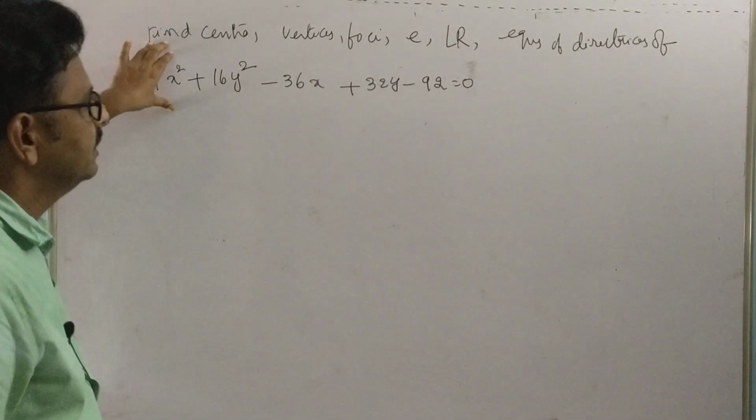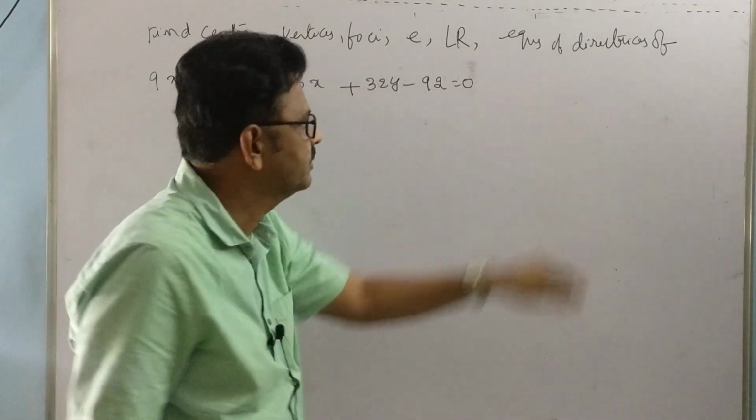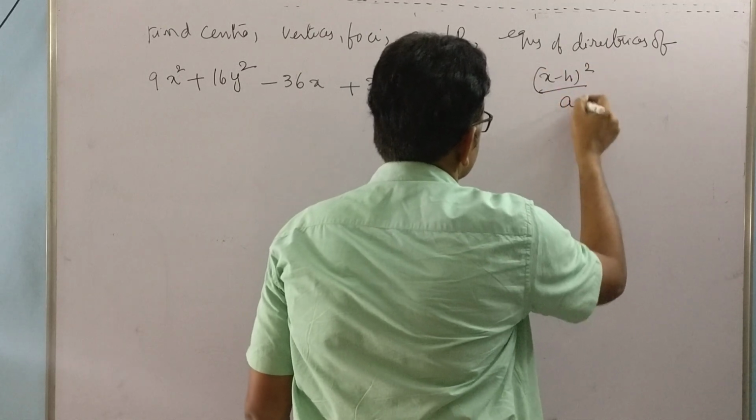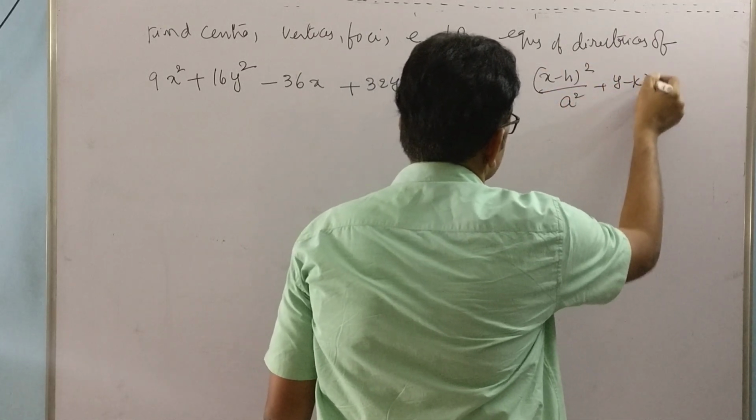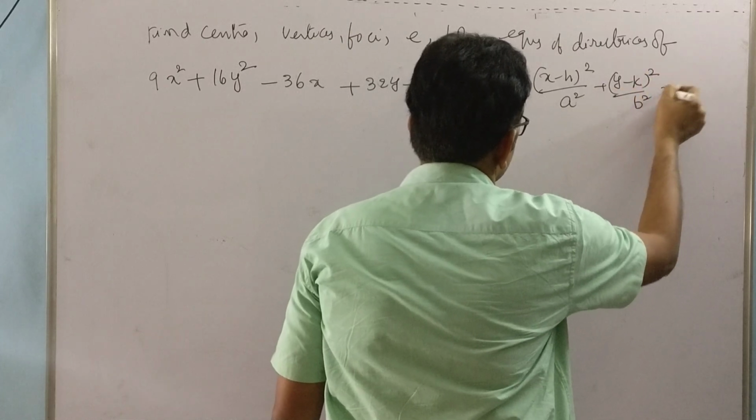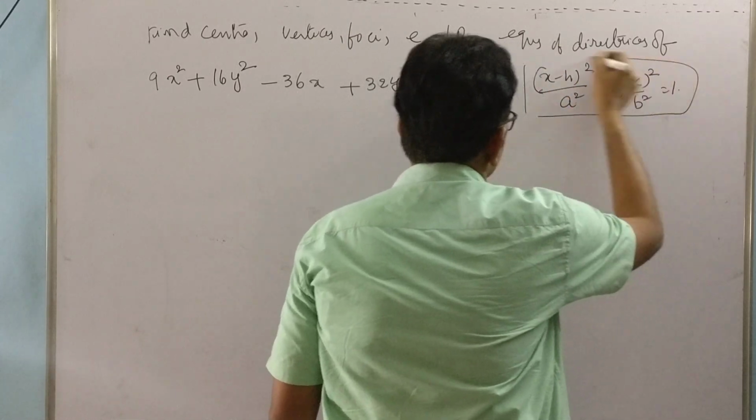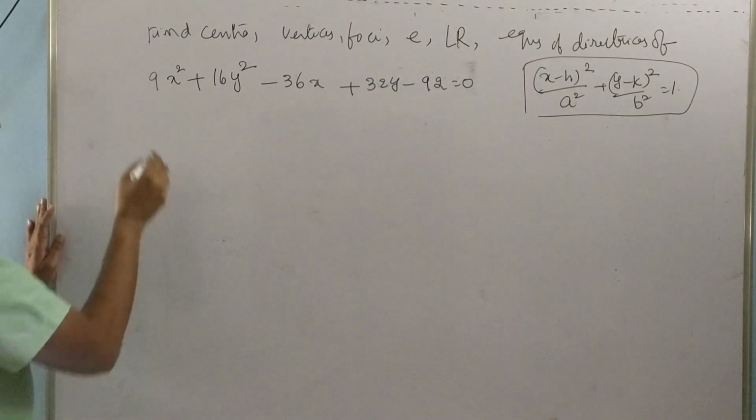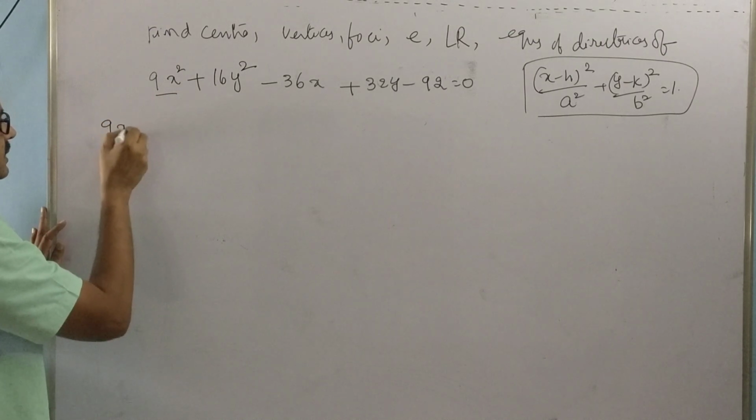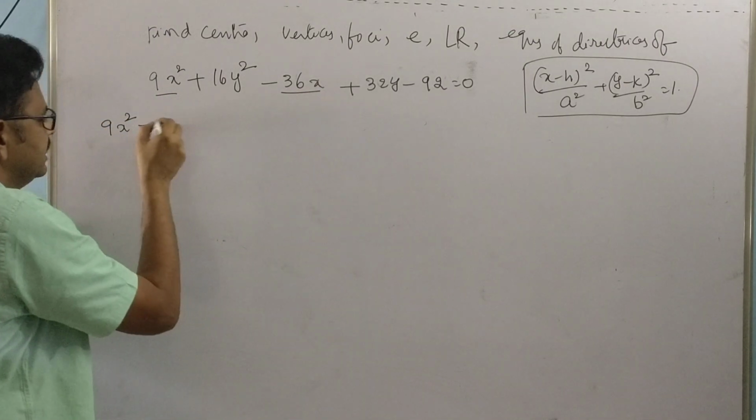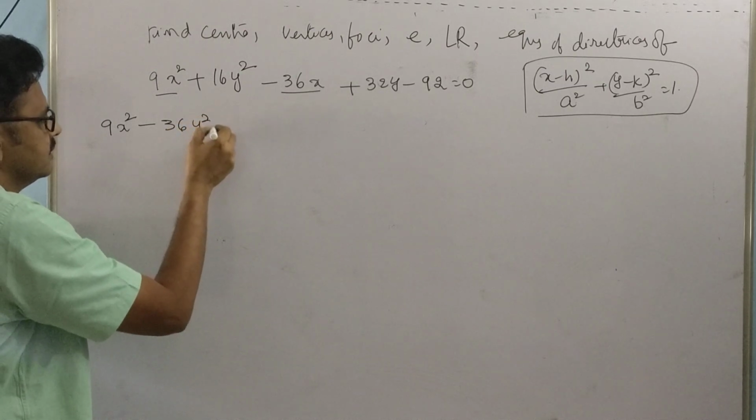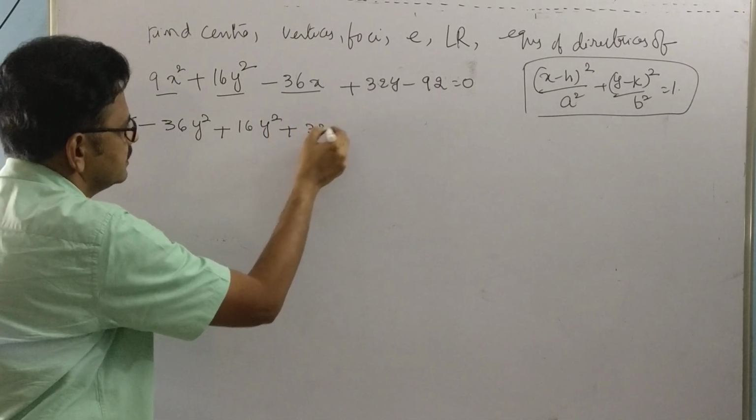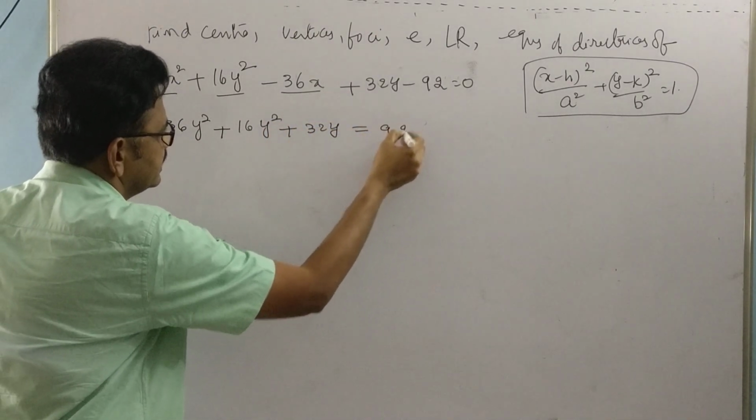So this equation is reduced into standard form. What is the standard form? (x - h)² / a² + (y - k)² / b² = 1. This is the standard form. So first you write 9x² - 36x + 16y² + 32y = 92.